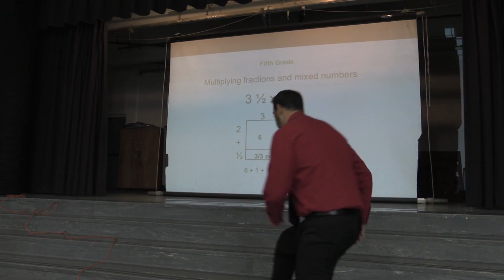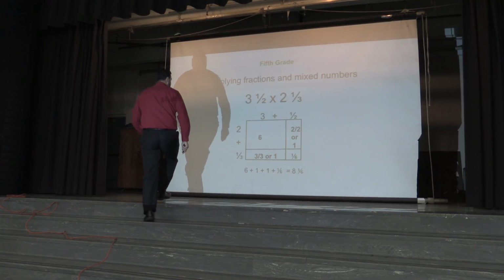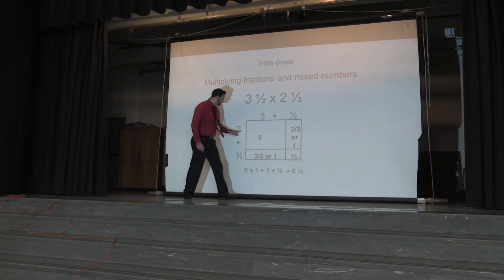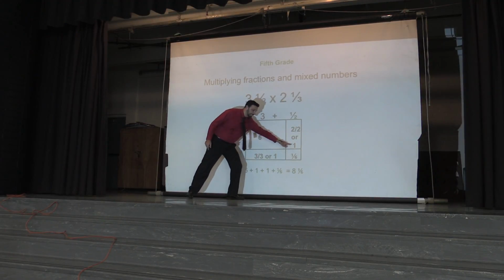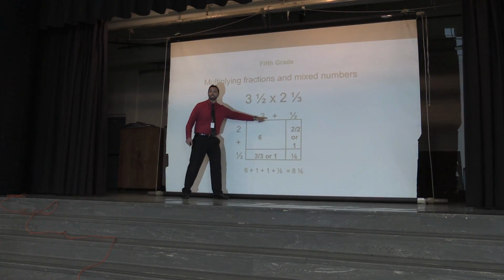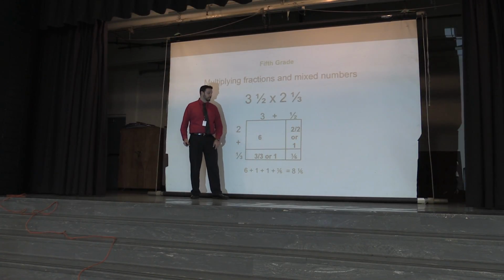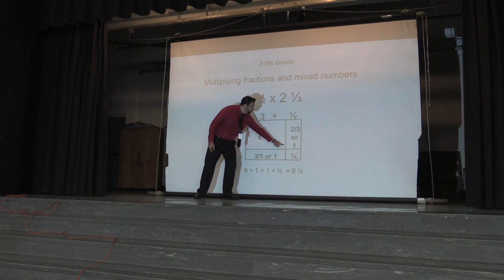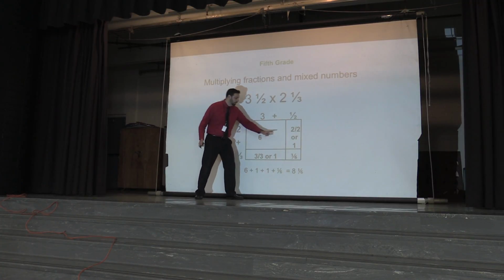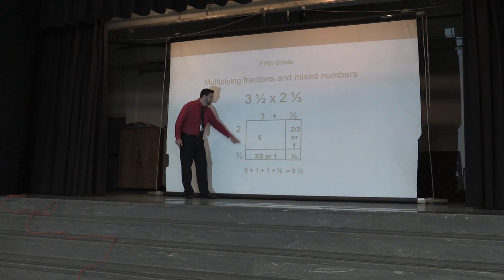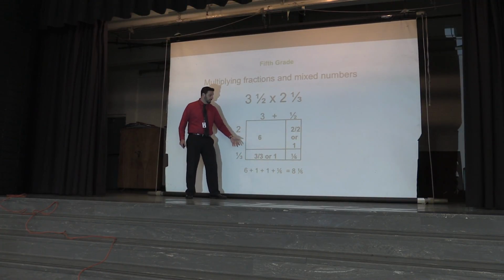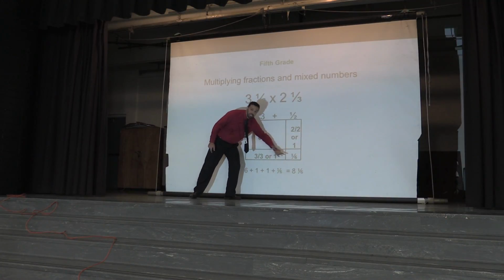I will explain. So here's 3 1/2, so we split it down. 2 1/3, split it down. So now we have 4 rectangles. The first one is easy, 2 by 3, 6. This one's a little trickier. This is 2 by 1/2. 2 times 1/2 is 2 halves, or 1. 1/3 times 3, 3/3, or 1. And then at the end, 1/3 times 1/2, 1/6.